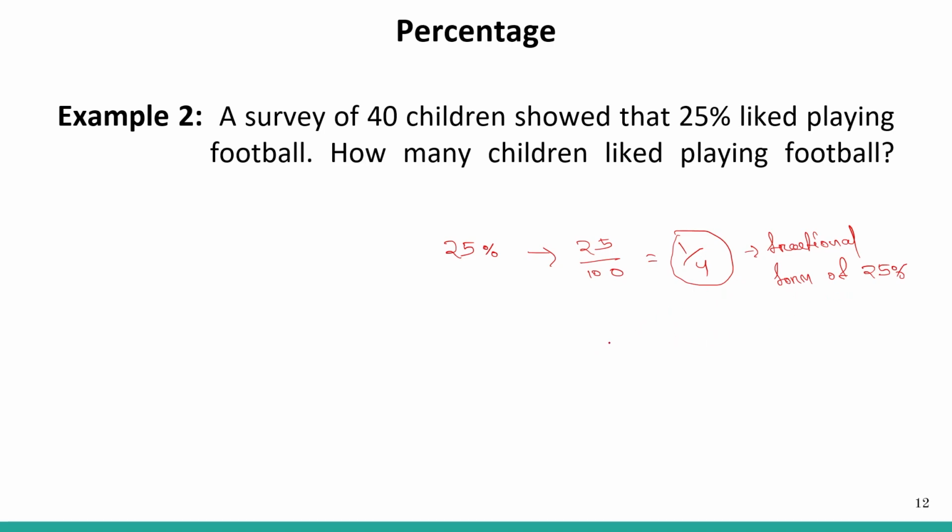So this is 1 by 4 into what? 40. So this will be equal to 10. So 10 is the answer. 1 by 4th of 40 is equal to 10. So 10 children like playing football.